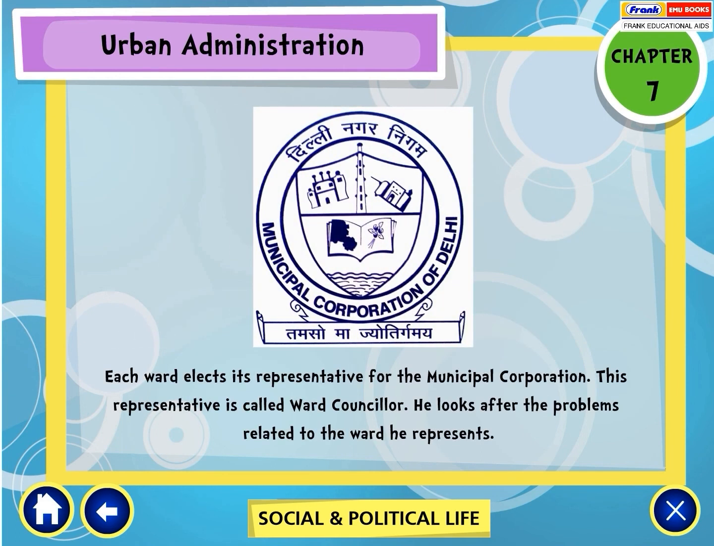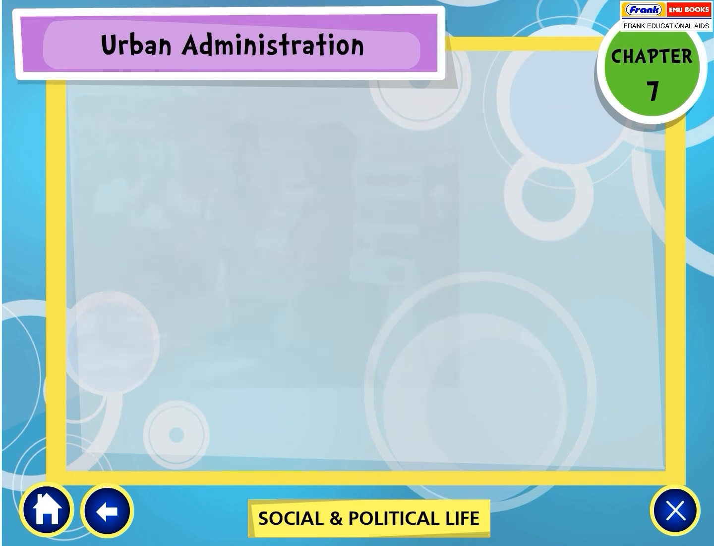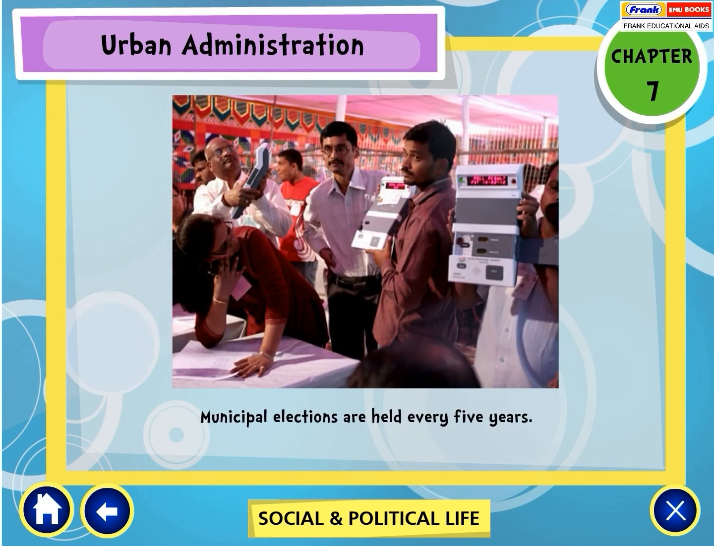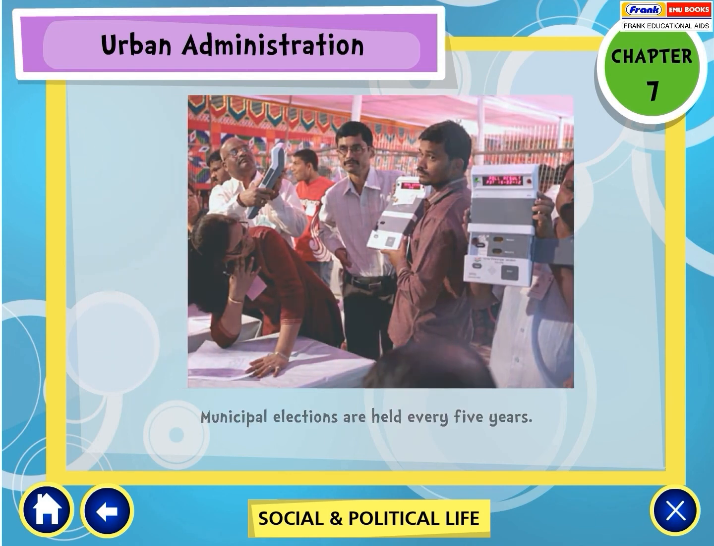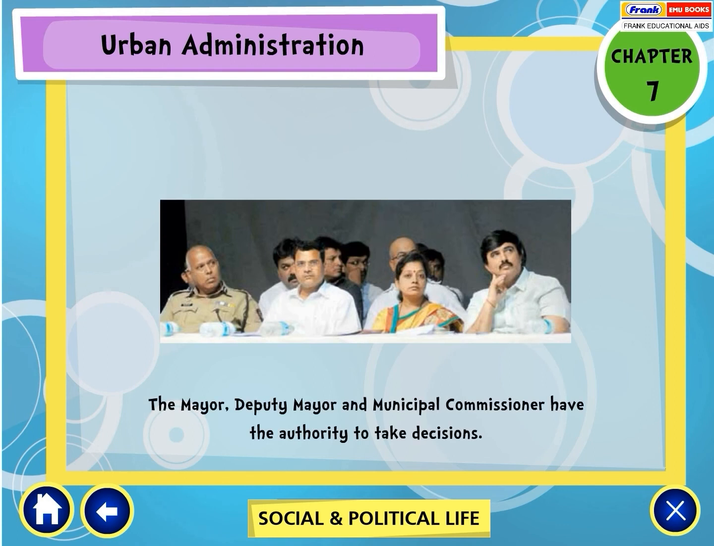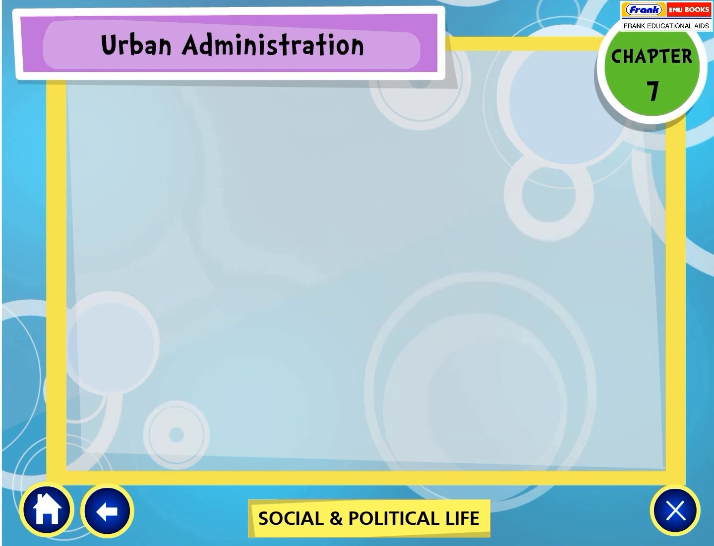Each ward elects its representative for the municipal corporation. This representative is called ward councillor. He looks after the problems related to the ward he represents. Municipal elections are held every 5 years. The mayor, deputy mayor, and municipal commissioner have the authority to take decisions.